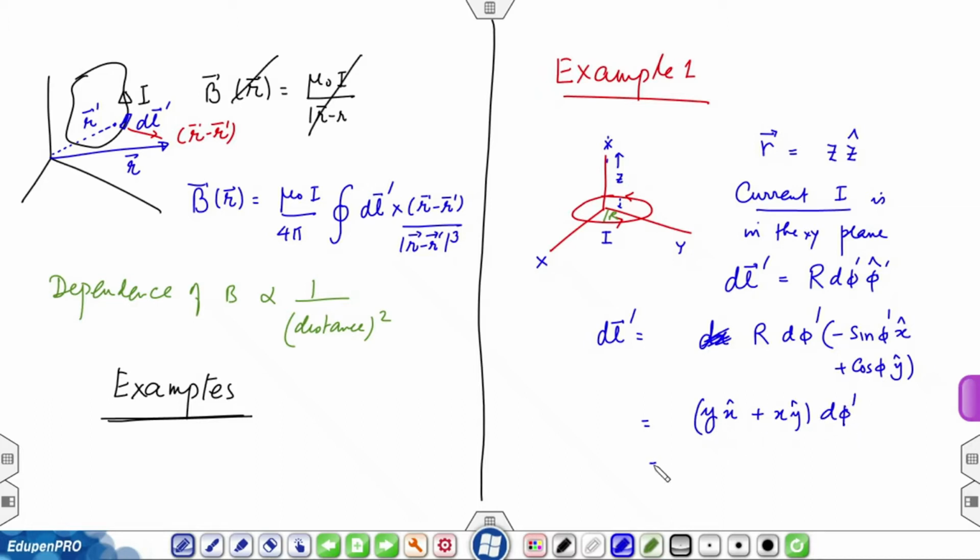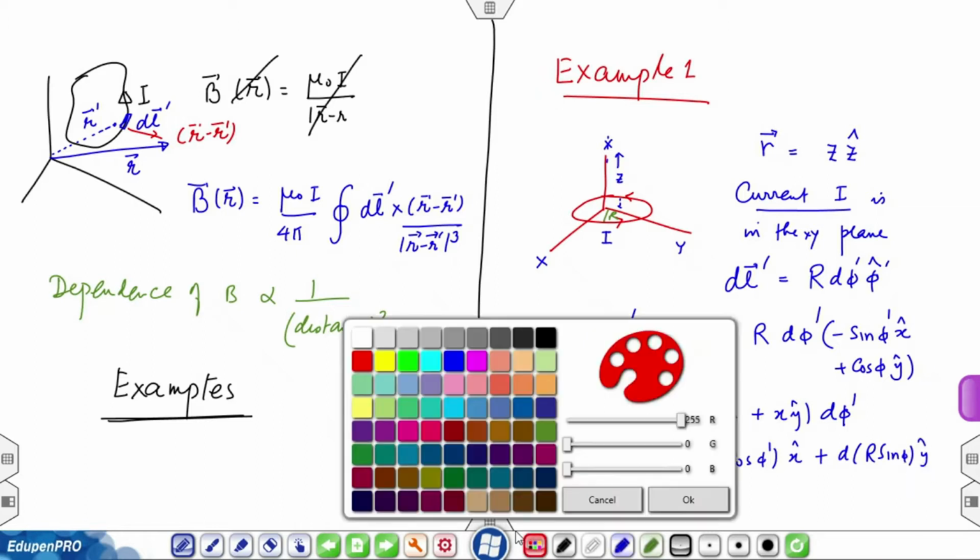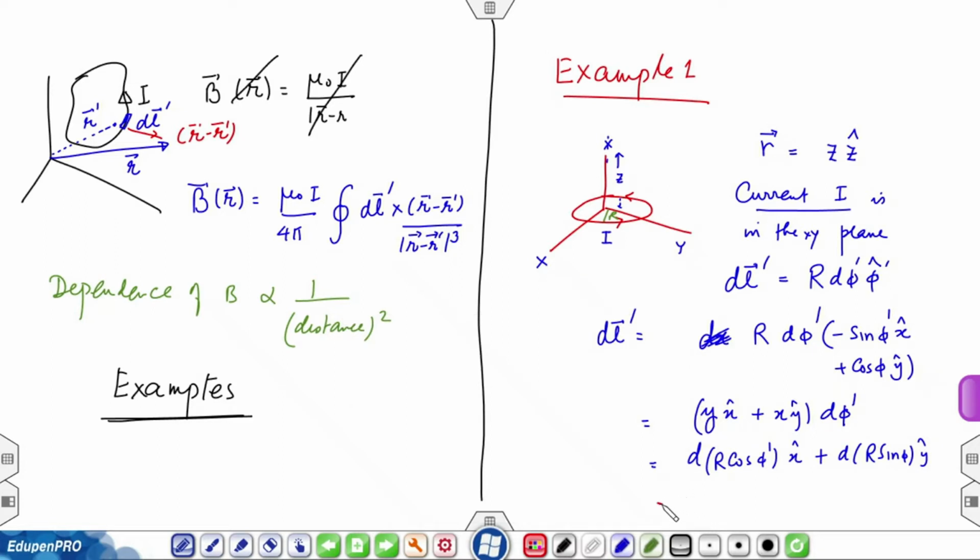I could also write this as d of r cosine phi prime in the x direction, plus d of r sine phi prime in the y direction, which would then come out to be dx prime x plus dy prime y. Notice that x and y unit vectors are fixed, so there is no prime on that, whereas when I am writing phi unit vector, there is a phi prime.